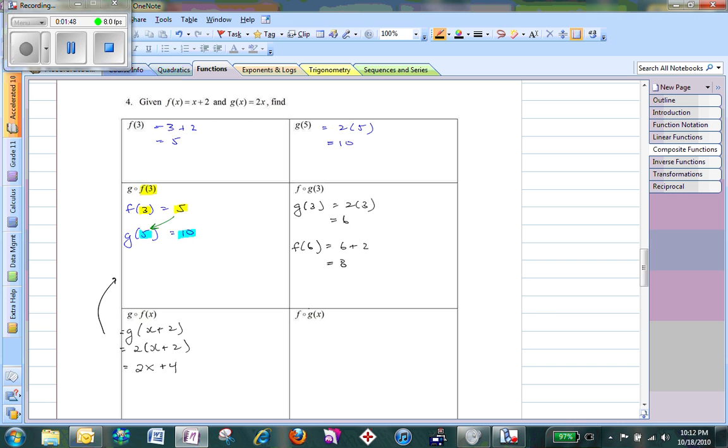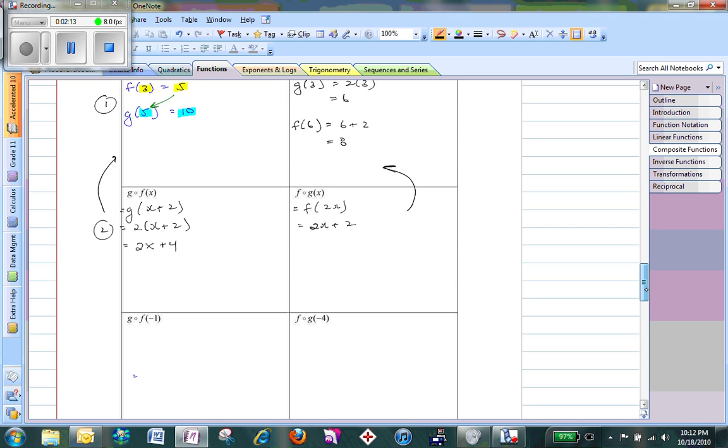Let's find f of g of x. Well, that's f of 2x, which is 2x plus 2. Let's say I wanted to do the above question the same way. Well, that's 2 times 3, which is 6, plus 2 is 8. So again, either I can do it this way, right here, or I can do it this way right here, or I can do it this way right here. It doesn't really matter. Both methods work.